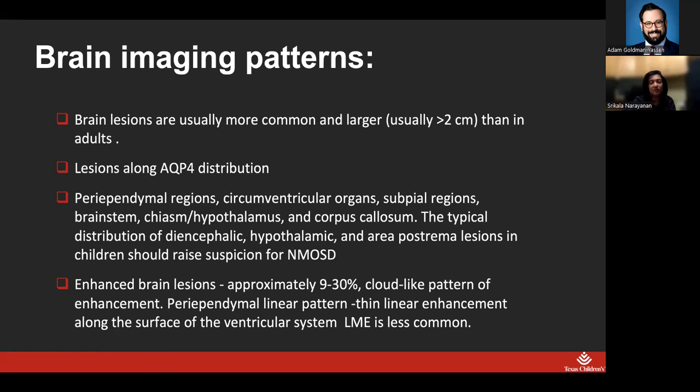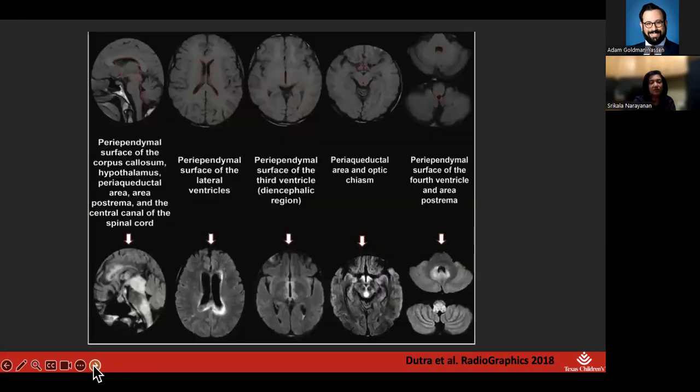Your hypothalamus, corpus callosum, the typical distribution of the diencephalic, hypothalamic, and area postrema lesions. You should think about NMOSD when you see something that looks very typical, but it may not always be typical. And then enhancement can also be seen in a decent number of cases. The enhancement patterns are usually cloud-like, or they can be a thin periependymal enhancement. Leptomeningeal enhancement is much less common, when you think about MOG and the different patterns of enhancement.